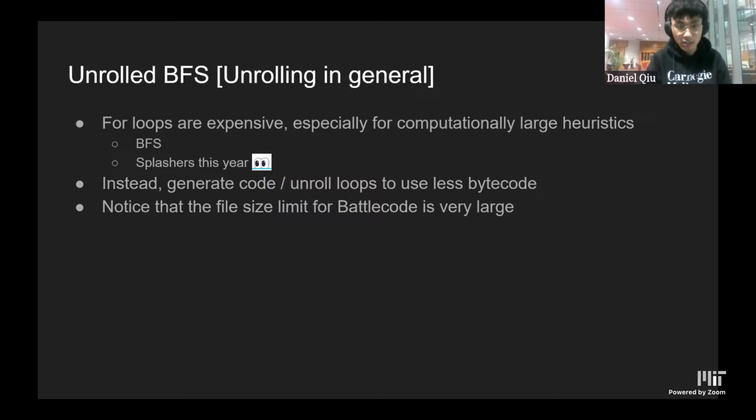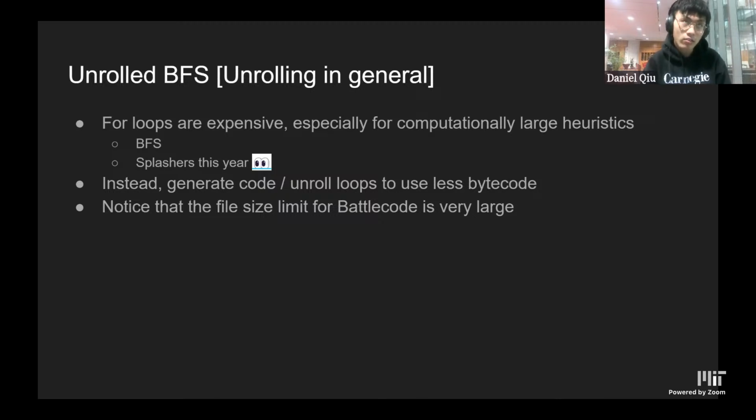But so how it works is that for loops are expensive. So when trying to create a regular BFS, it tends to run out of bytecode. A regular BFS takes like 10,000 bytecode usually. But unrolling it can cause it to halve the cost of bytecode. So you can go from like 10,000 to like 3 or 4,000.